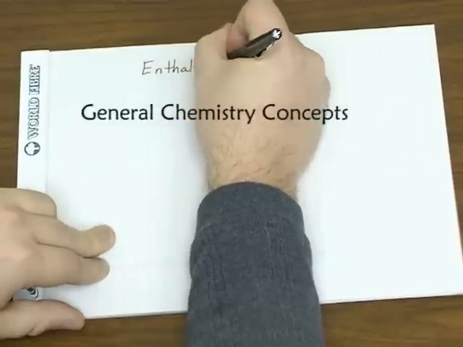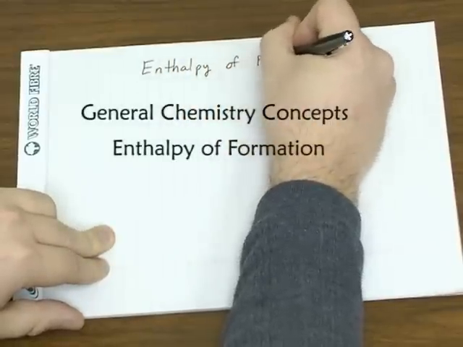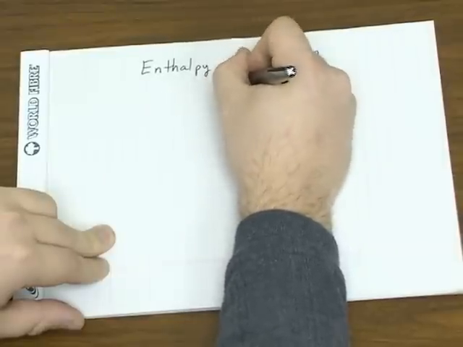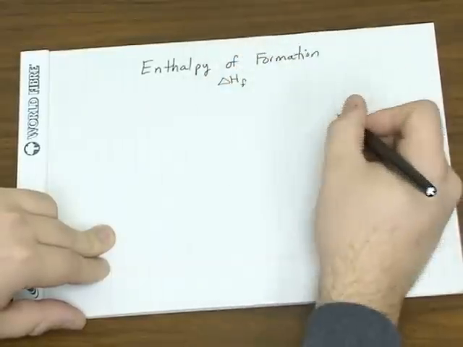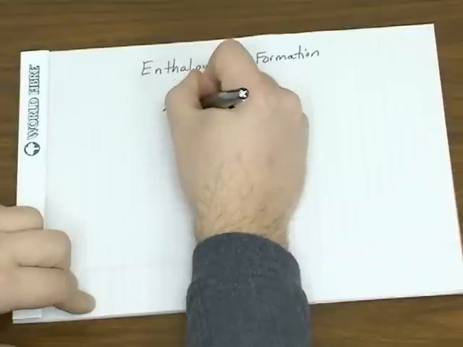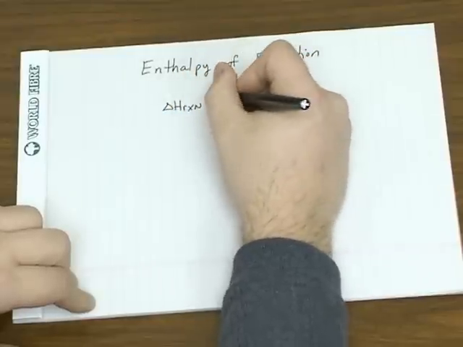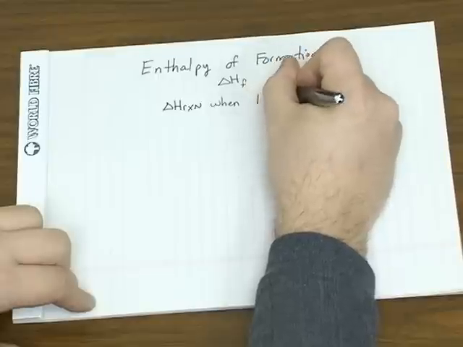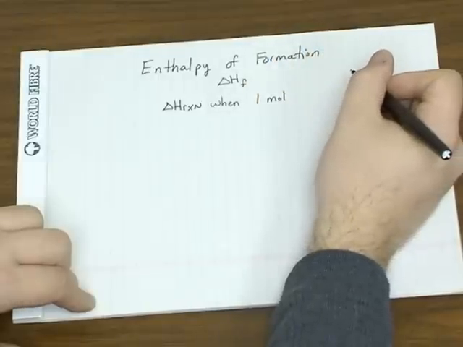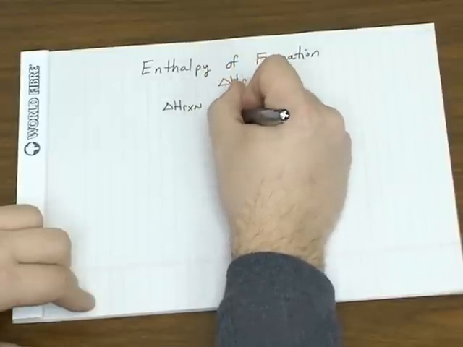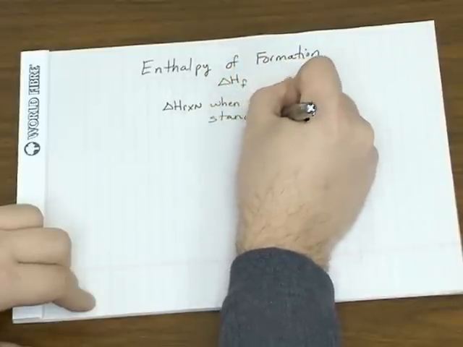Enthalpy of formation, which is often written as delta H subscript f. It's the enthalpy of a reaction when 1 mole of a substance is formed from the elements in their standard states.